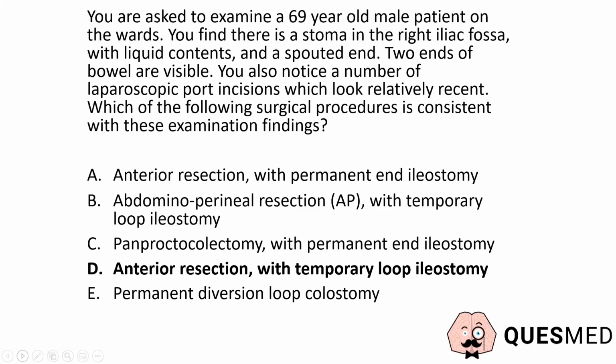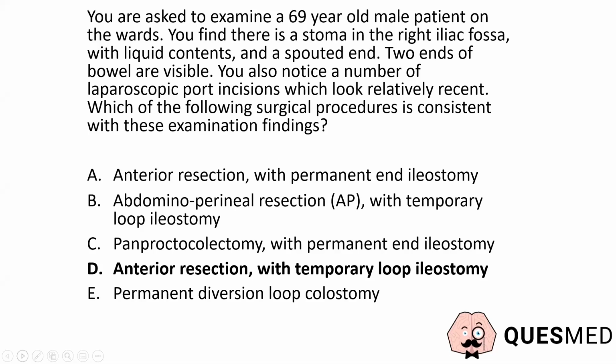The other answer that people had selected was answer B, which was an AP resection with a temporary loop ileostomy. So in an abdominal perineal resection, they take away the rectum as well, and you would be left with an end colostomy rather than a loop ileostomy. So that's why that answer isn't correct.